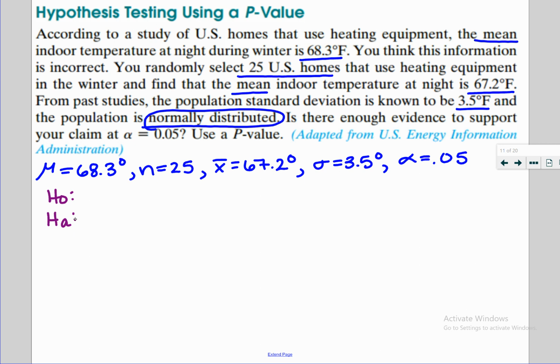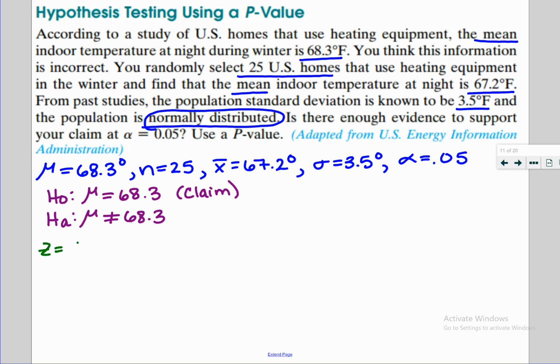Okay, so reading that first statement one more time, it says, according to a study of U.S. homes that use heating equipment, the mean indoor temperature at night during winter is 68.3 degrees. So this is going to be an equal to, not equal to situation. The mean is 68.3. So that is my claim because it's equal to, I know it's my null hypothesis, which means what's the alternative going to be then? That the mean is not equal to 68.3.